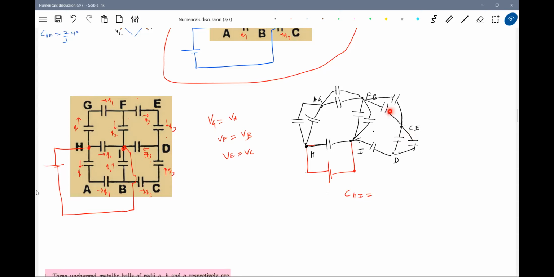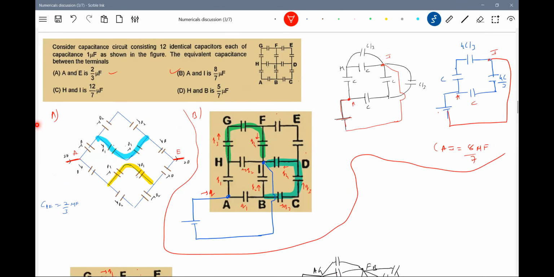So this will be C by 2, C by 4, C by 4 plus C, 5C by 4, 5C by 4 plus C, 9C by 4. Check it, am I right? Total effective capacitance. C is 1 farad, no? So 9F by 4, it's not there.